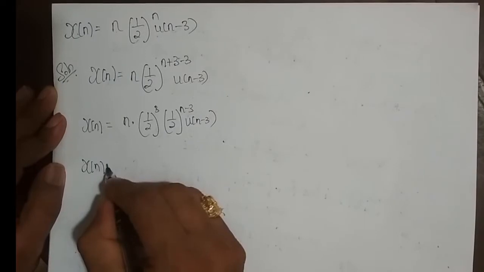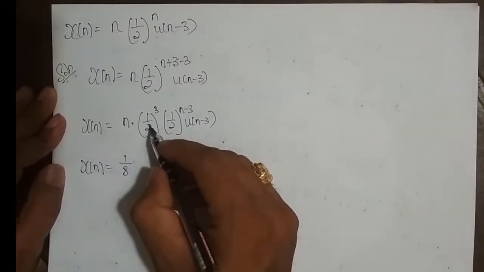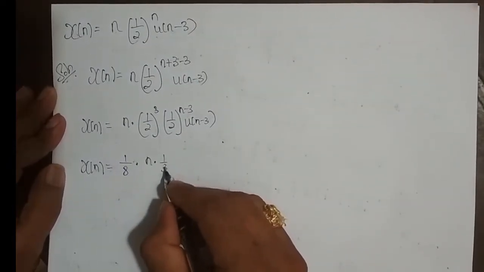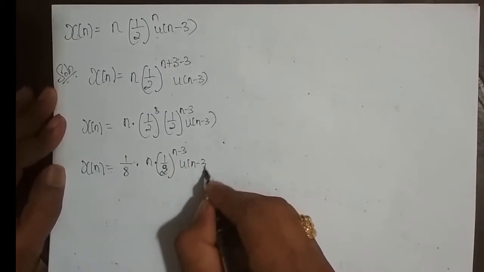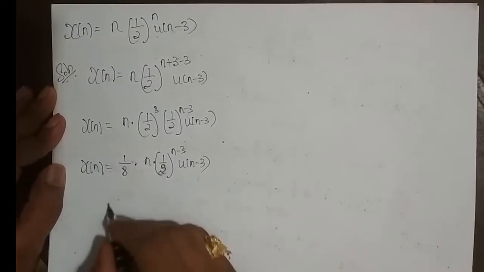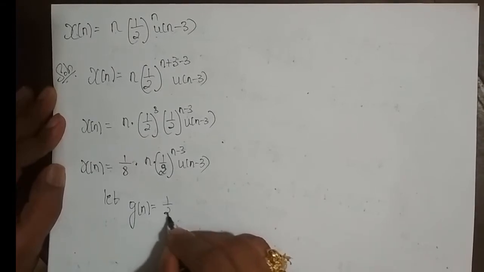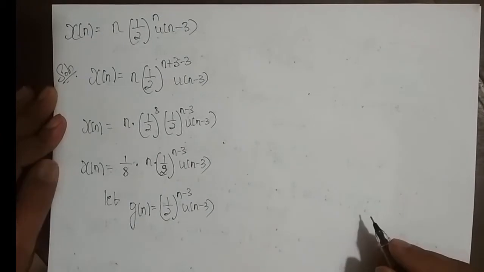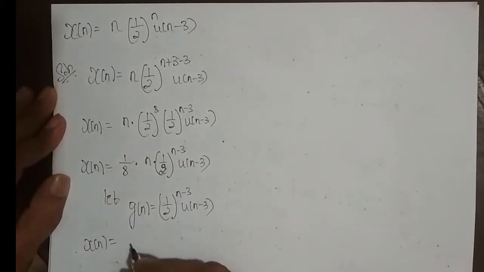So x of n is equal to, this is a constant, 1 by 8 into n into 1 by 2 power n minus 3 into u of n minus 3. Fine. Now I will let g of n is equal to 1 by 2 power n minus 3 into u of n minus 3. So what do I get? x of n is equal to 1 by 8 into n into g of n, right?